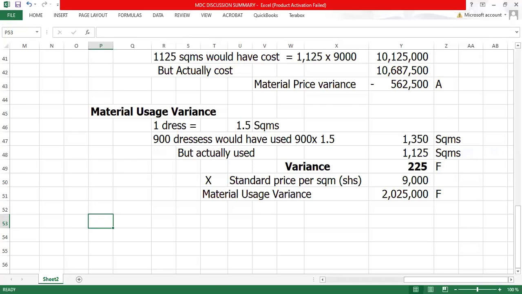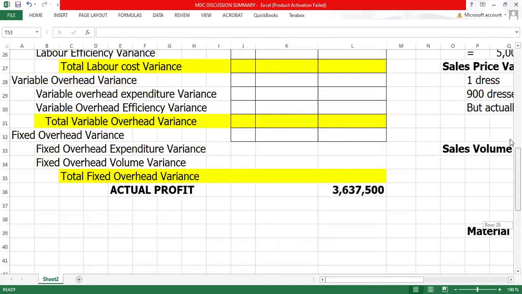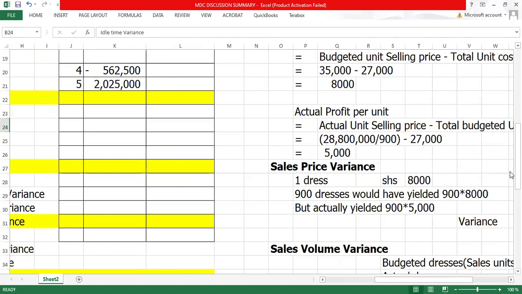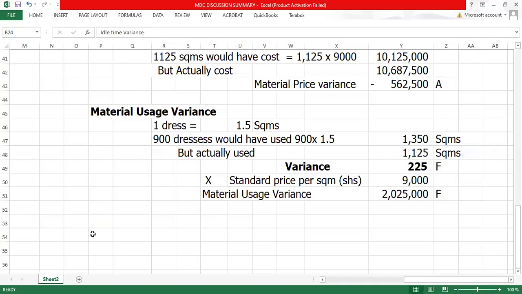Okay, let's proceed from our template. From our template, we have idle time. Let's try to be fast. How do we get the idle time variance? It is always adverse. There will never be idle time which is favorable. You're paying more for people who were not doing work.